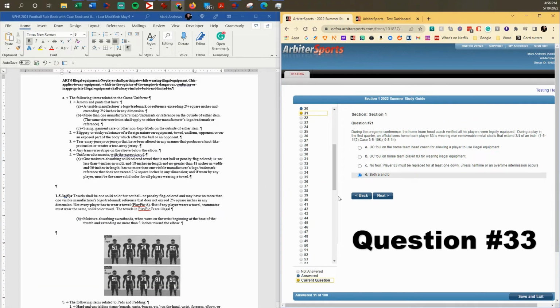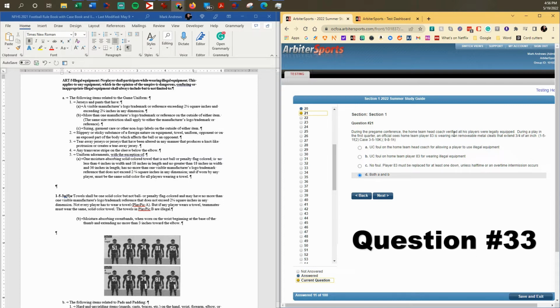Okay, question 21. During the pregame conference, the home team head coach verified all his players were legally equipped. During a play in the first quarter, an official sees home team player number 83 is wearing non-removable metal cleats that extend 3/4 of an inch.